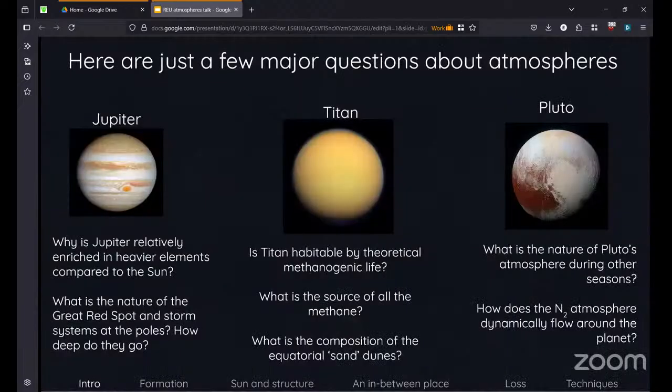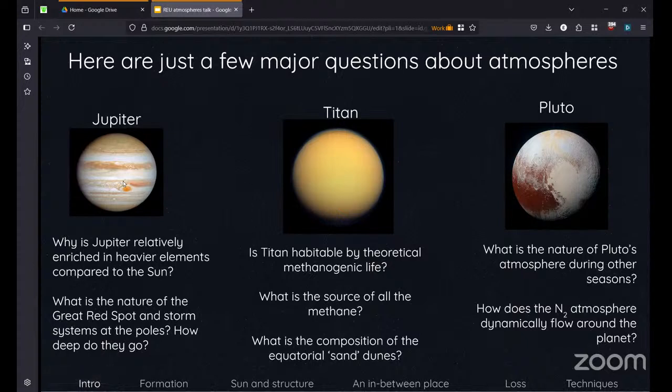Some questions about the outer solar system. There's obviously way more than this, and I'm not an outer solar system expert, but these are the ones I'm aware of. Like I said, Jupiter is a gas giant with a primordial atmosphere, so it's very similar in composition to the solar nebula, but there is some enrichment of these heavier elements compared to the sun, so we don't really understand how that occurred.